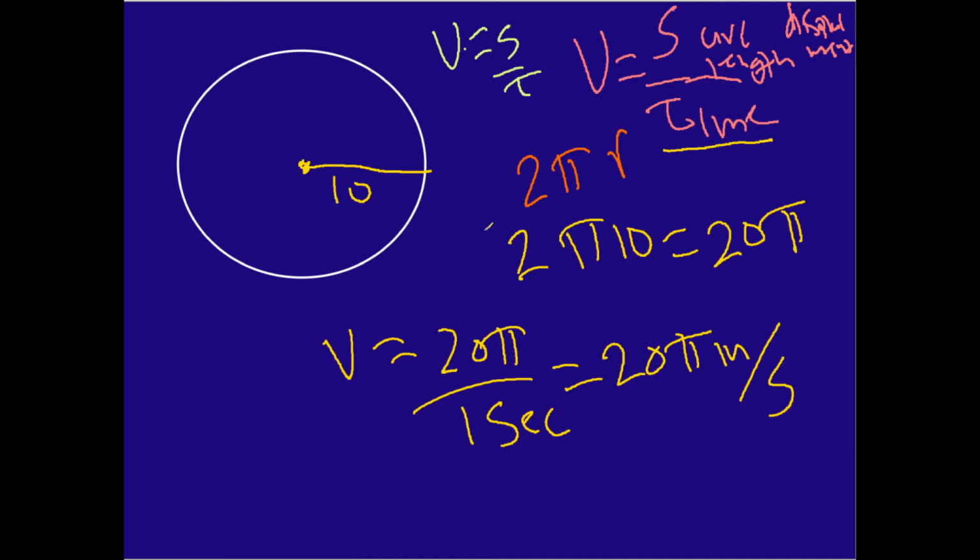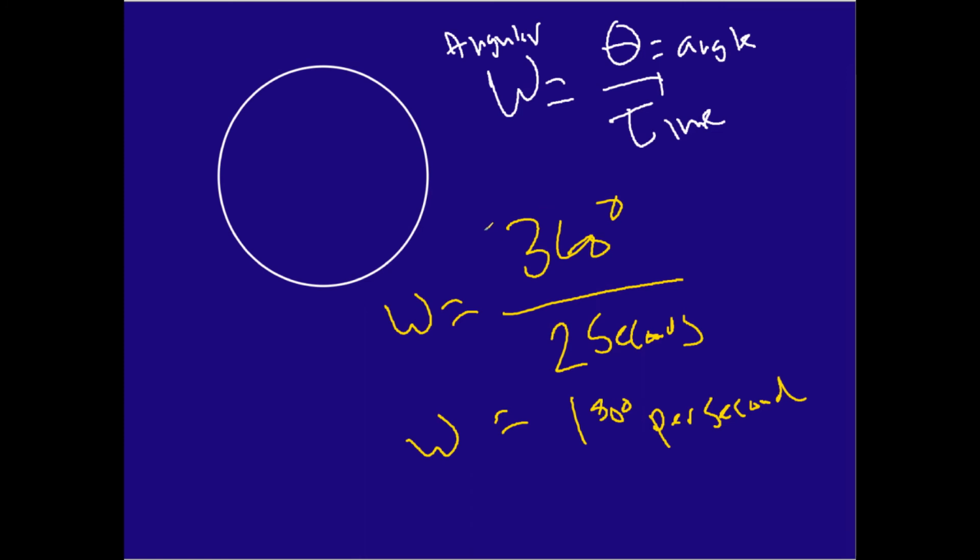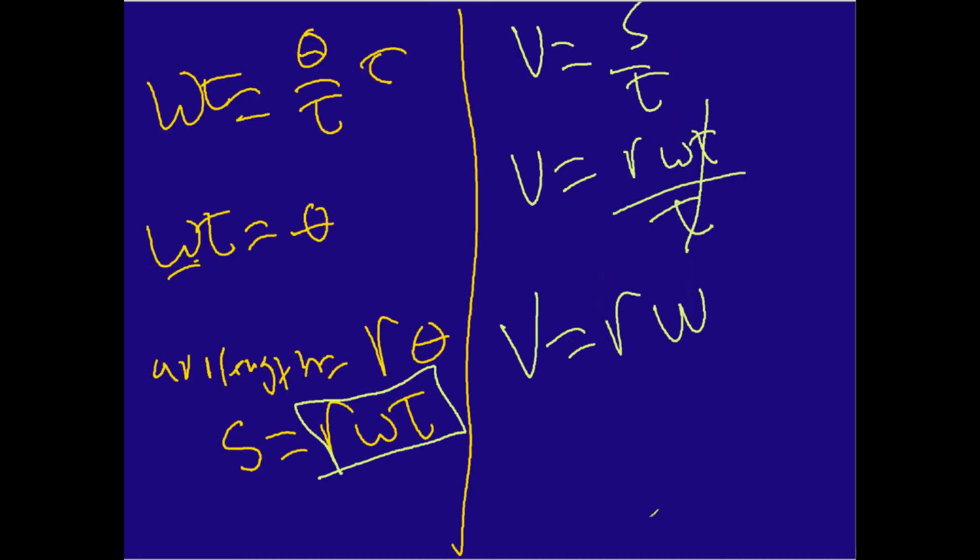The next one that we talked about was angular speed, and that's like the rotation around the point, if you will. And so you have to know your degrees, your theta, over time. That'll give you your angular speed. And so in this example, we got 180 degrees per second. And again, the unit of time could be seconds, days, weeks, years, whatever. But for our example, it was just seconds.